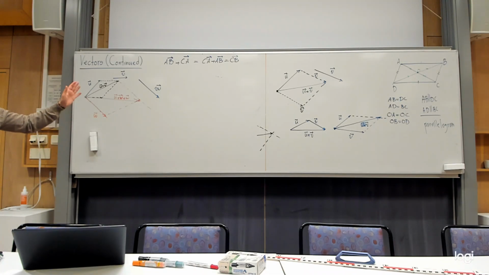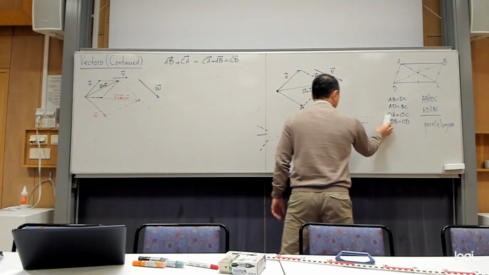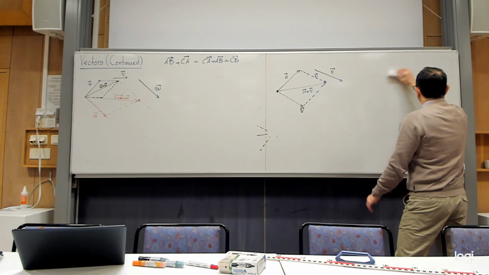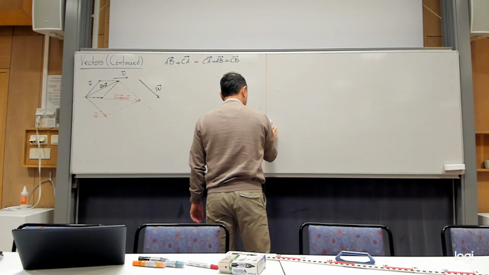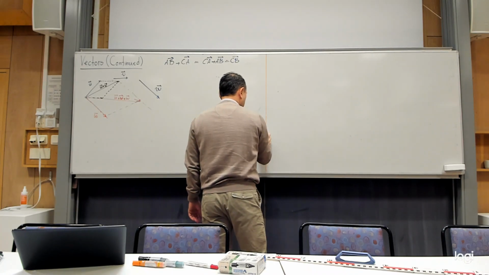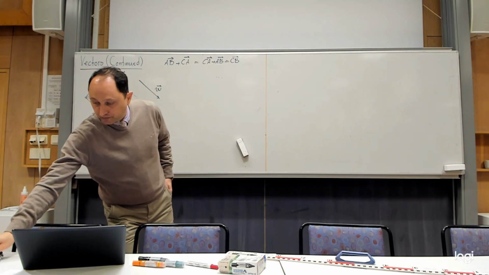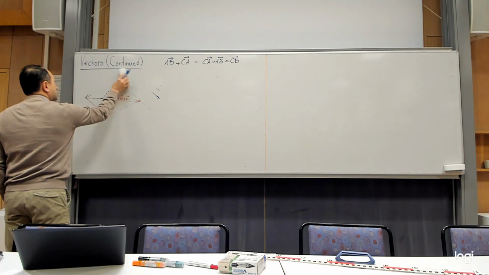Is that understandable? Okay. But now, let us go back to the subtraction of vectors. So do you remember what was the subtraction of vectors? We talked about that yesterday. So if I want to subtract two vectors, do you remember? Let me give you an example.